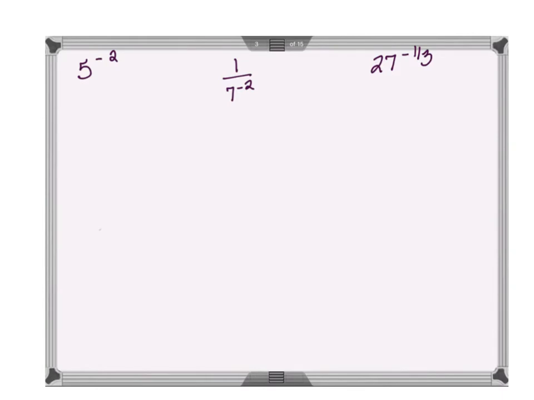So all of these have negative exponents. And when we have a negative exponent, we're moving it to the denominator. So 5 to the negative 2.